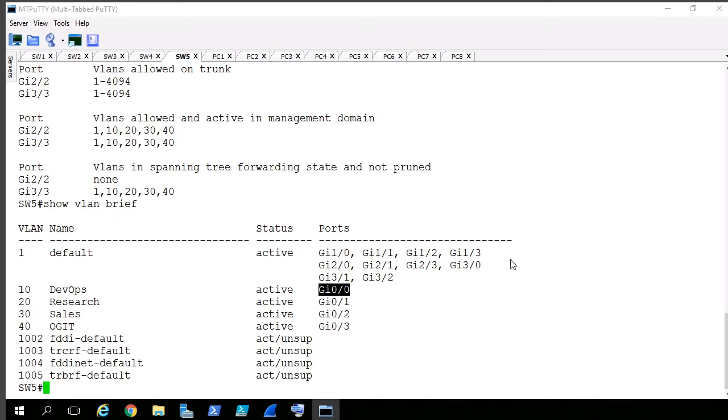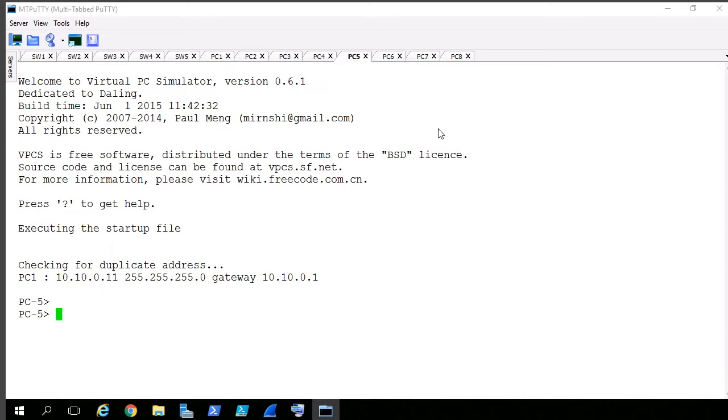And let's go ahead and shut it down. In fact, you know what? Let's also test it. This is PC5 on that port. Before we shut it down, let's ping 10.0.10.10.